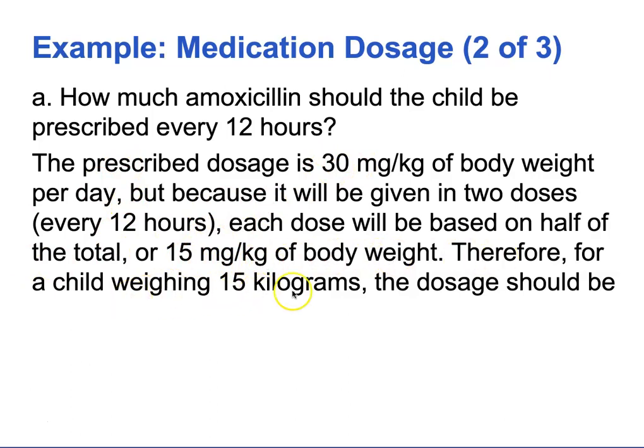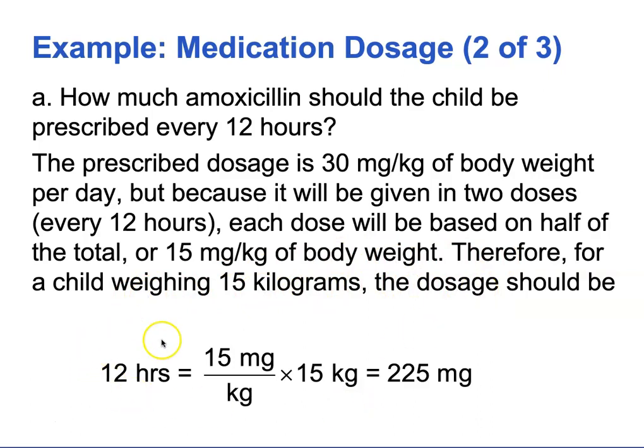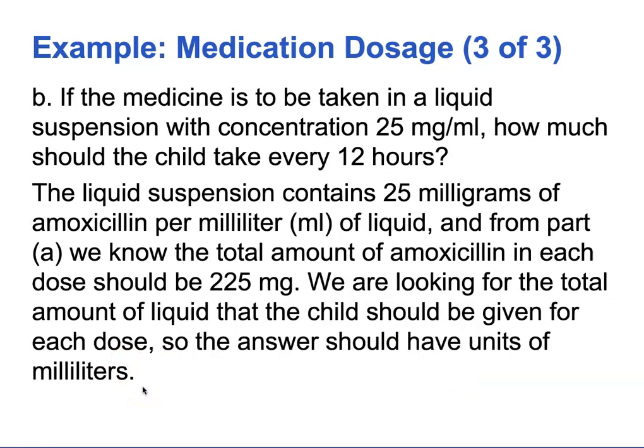Therefore, for the child weighing 15 kilograms, the dosage should be, in 12 hours, 15 milligrams per kilogram. You have to multiply it times the body weight of the kid. So we multiply. Notice the kilograms go away. So this is giving us the dosage of the medicine in milligrams. So I get 225 milligrams, and that's every 12 hours.